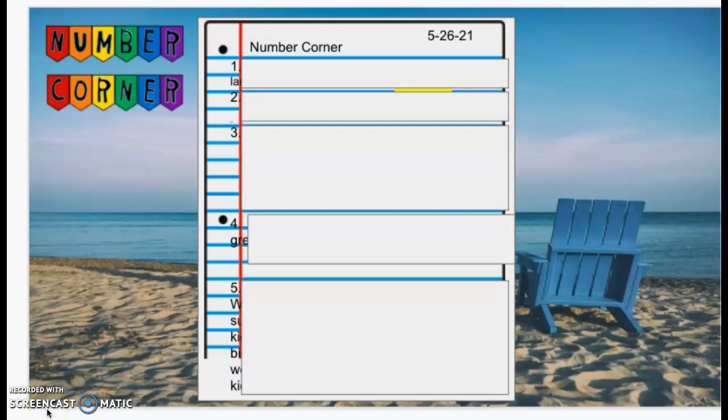Please write the date and number corner at the top of your paper. Press pause if you need more time.